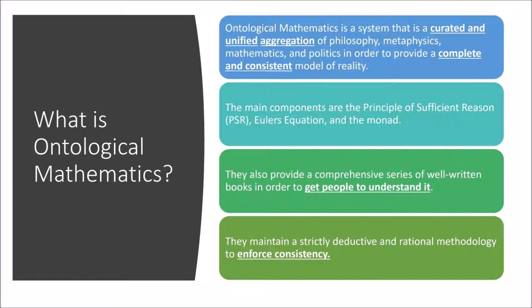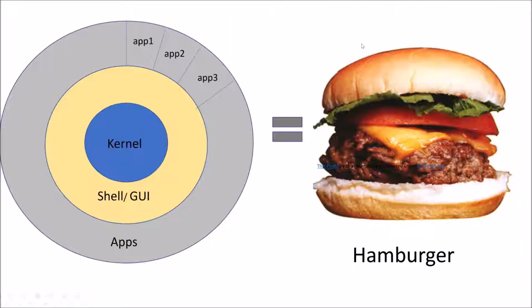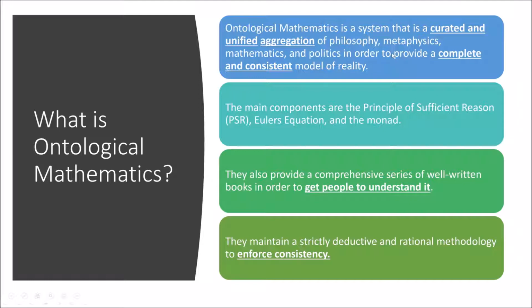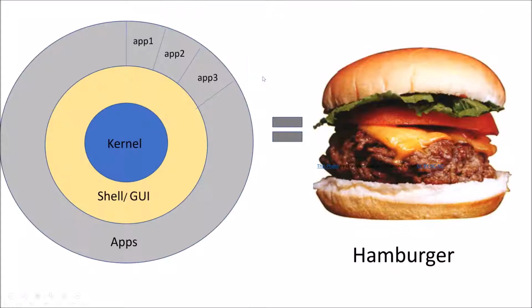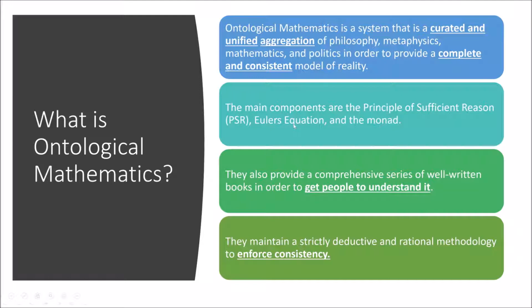So what is ontological mathematics? This screen is meant to parallel this other screen here. If Linux is a curated and unified aggregation of software technologies, ontological math is a system of curated philosophy, metaphysics, mathematics, and politics in order to provide a complete and consistent model of reality. The main components are the kernel, the shell, and the GUI. In the case of ontological math, it's the principle of sufficient reason, Euler's equation, and the monad.